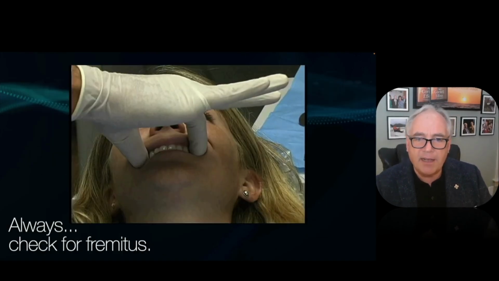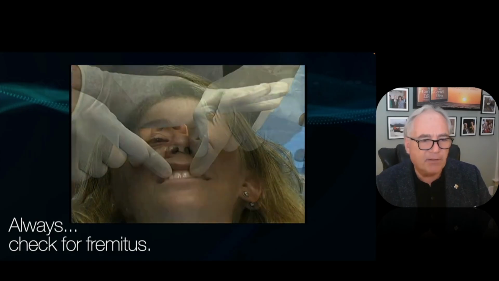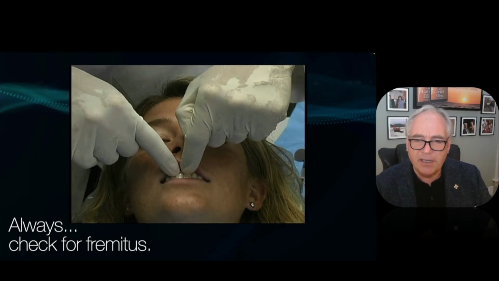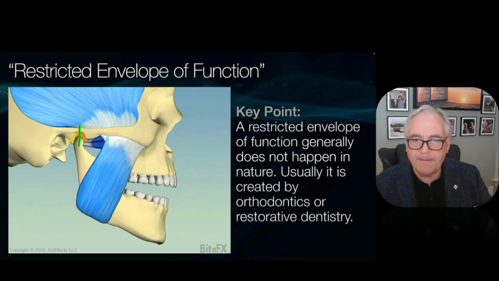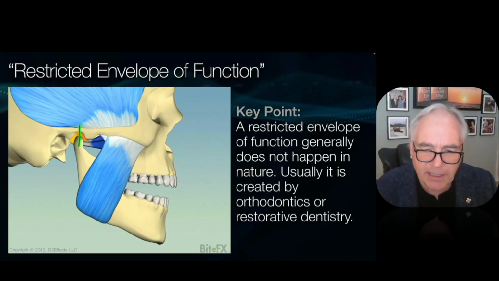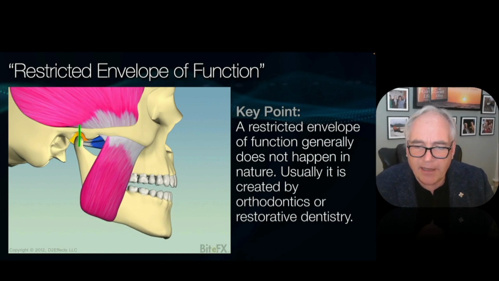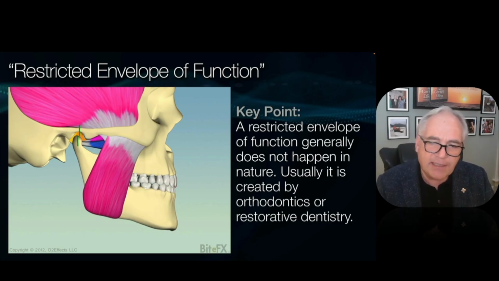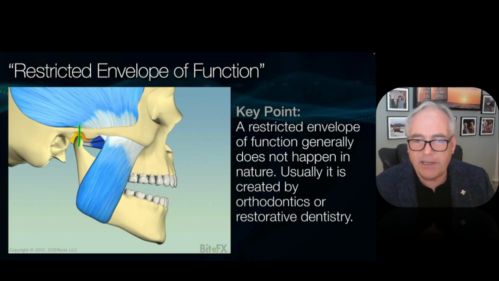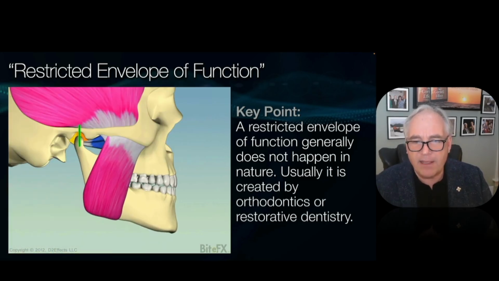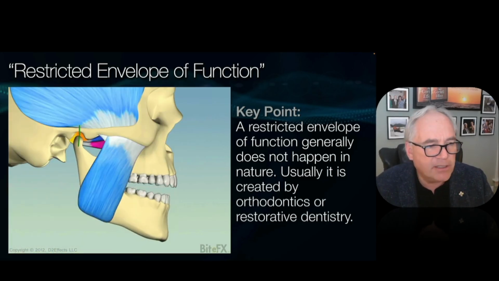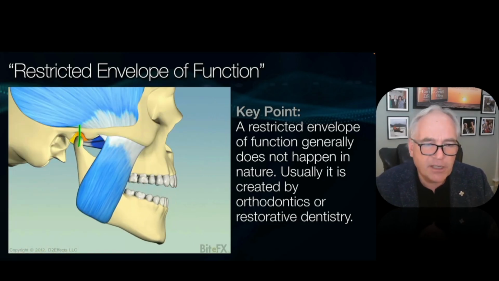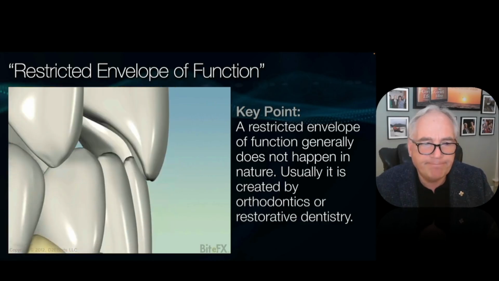Fremitus is a great check on these types of cases. Have them slide around, have them slide in protrusion. We shouldn't see any teeth flexing. That's a good way to determine stability. So as we think about the restricted envelope of function, just understand that if an orthodontist or restorative dentist has retracted teeth too far back, or these linguals are too thick, you can create these problems. And certainly we can see this. We tend to believe that most restricted envelopes of function are iatrogenically created.